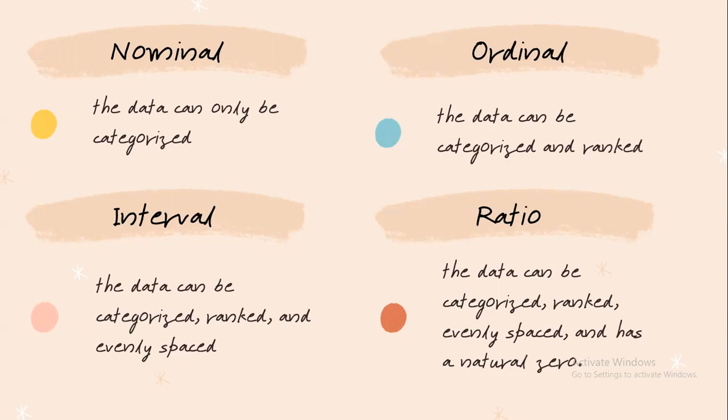Last one, we have ratio. Ratio is the data that can be categorized, ranked, evenly spaced, and has a natural zero. In this level of measurement, the observations, in addition to having equal intervals, can have a value of zero as well. The zero in a scale makes this type of measurement unlike the other types of measurement, although the properties are similar to that of the interval level of measurement. For example, the number of siblings, weight, and height.